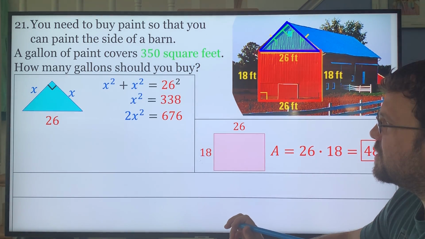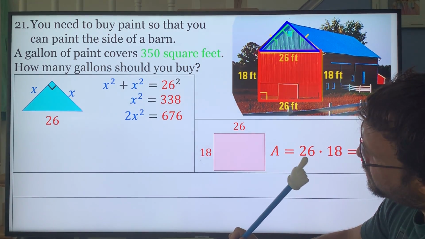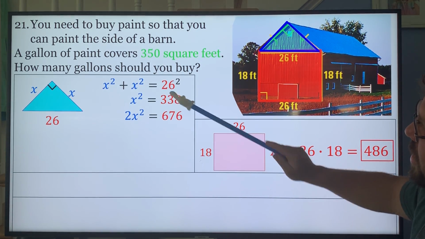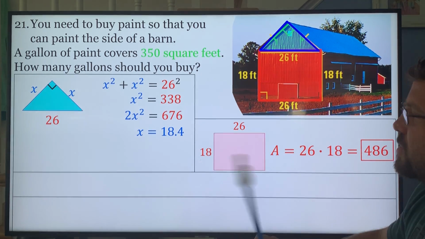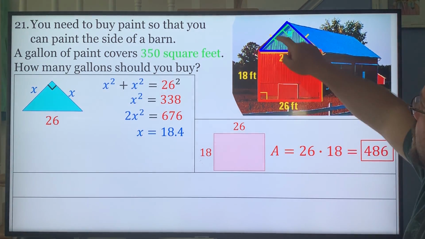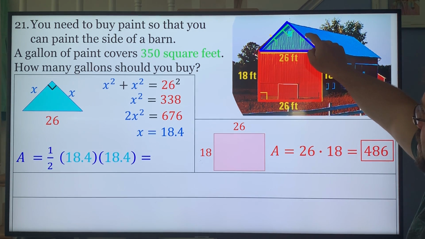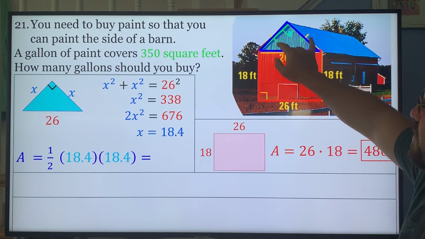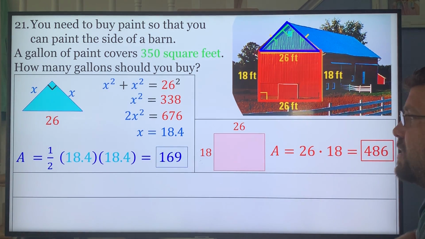Divide that side by 2. What am I doing there? Oh, they're backwards. This should be under here. So you get x squared equals 338, and you take the square root of that, and you get x equals 18.4. These should be flipped. I don't know what I did there. So anyway, 18.4, 18.4, that's your height and your base, and they can be equal, all right? Half of both those multiplied together, and you get 169.